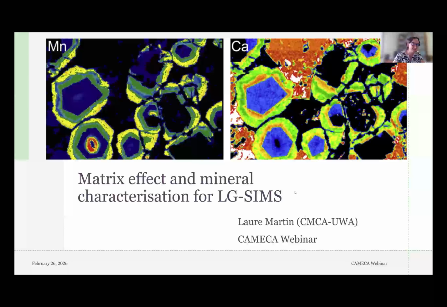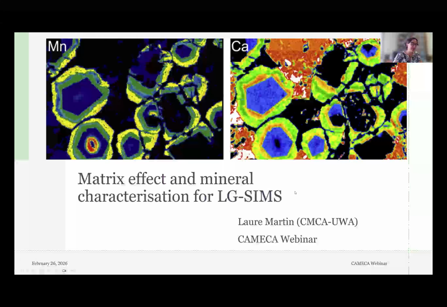Hello, everyone. Today I'm going to talk about matrix effect on large geometry SIMS.